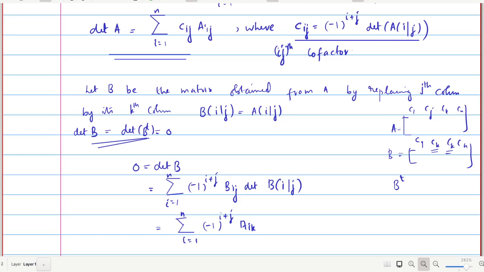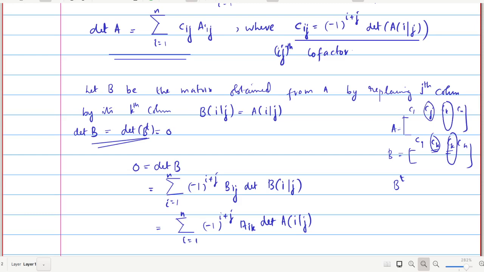So if we consider the entries in the jth column, we get the same entries as the kth column of A. So B_ij is the same as A_ik. And the determinant of B_ij is the same as A_ij. That means if you remove the jth column from B and A, the remaining matrix will be the same, because the only difference between A and B is the jth column. The rest of the things are the same. The jth column is replaced by the kth column.